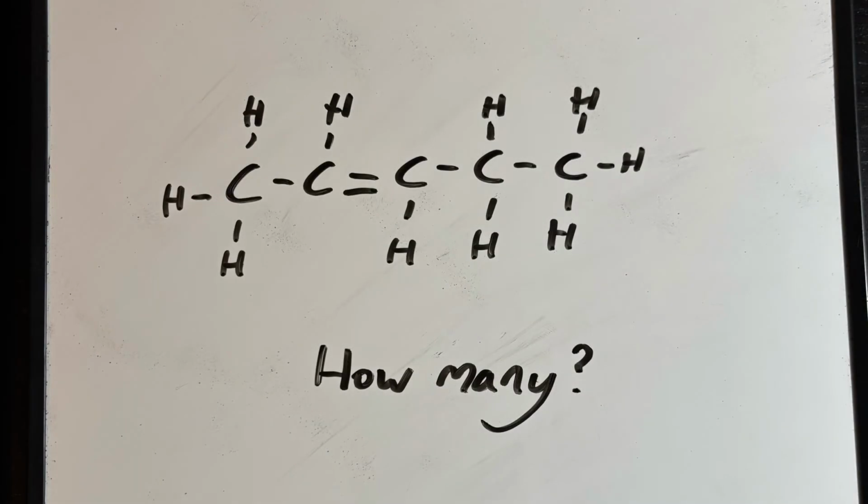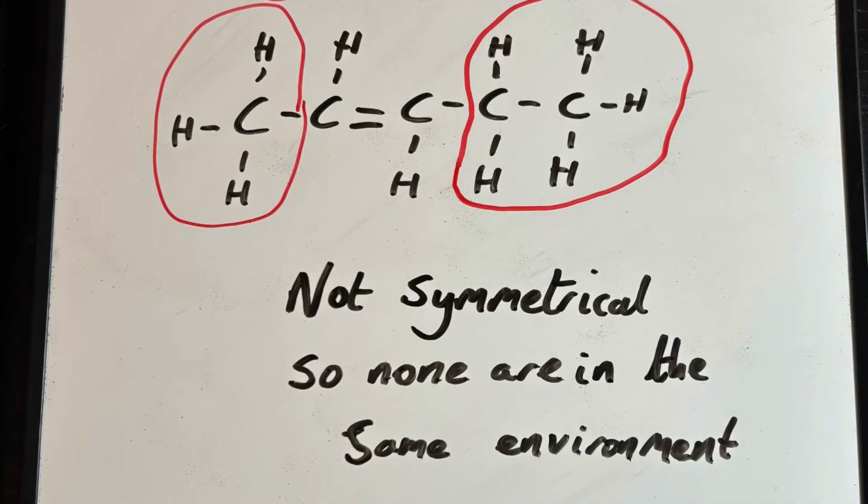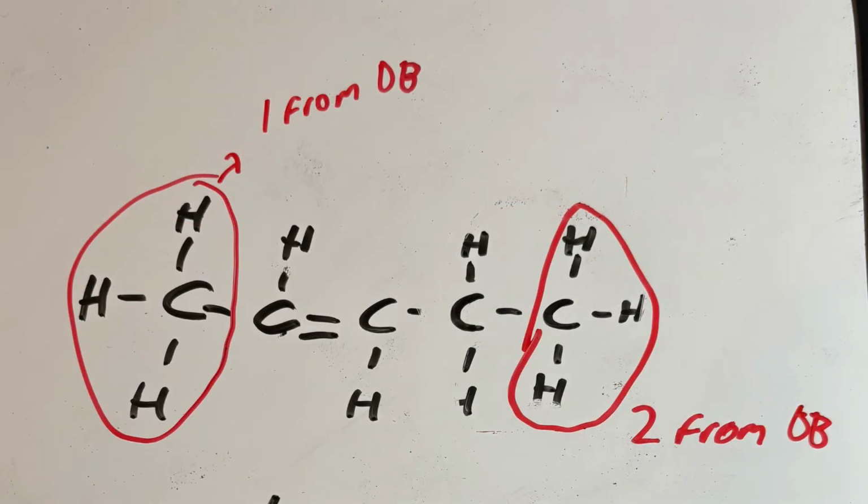So the spec says that you need to be able to determine how many environments a molecule should have. So let me walk you through this example. The 2 carbons that are double bonded to another aren't in the same environment because one is bonded to a methyl group and the other is bonded to an ethyl group. Both CH3 groups are different distances away from the double bond. So this molecule isn't symmetrical, so all of the carbons have slightly different environments.